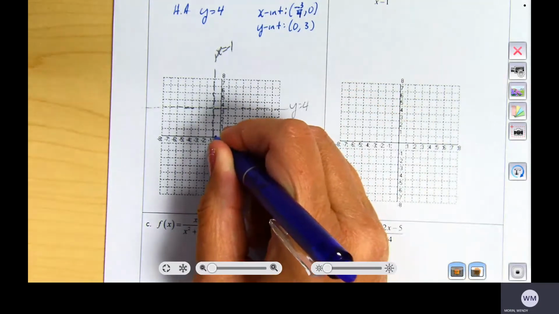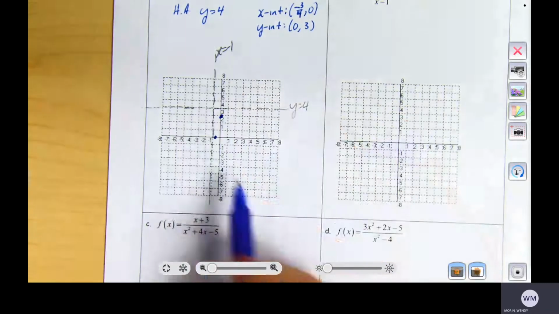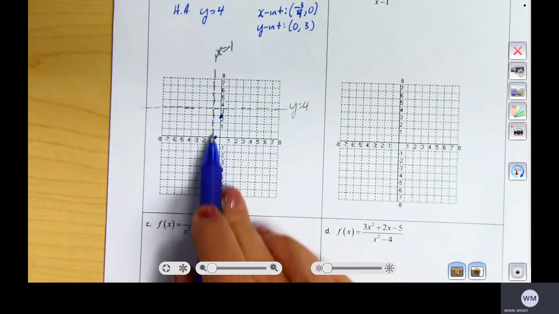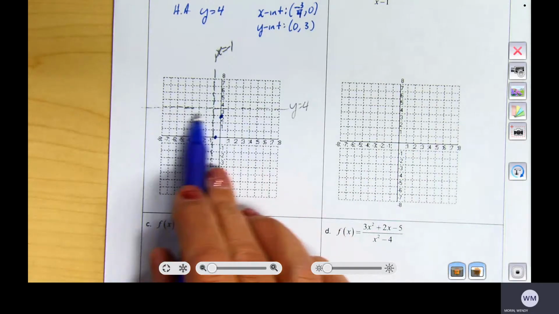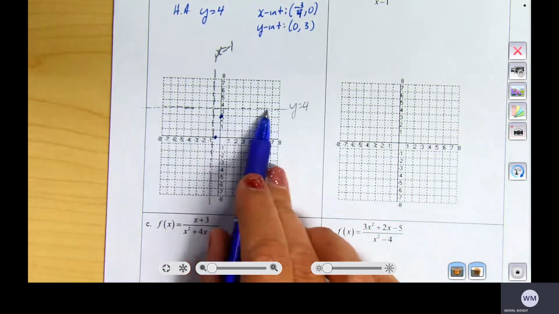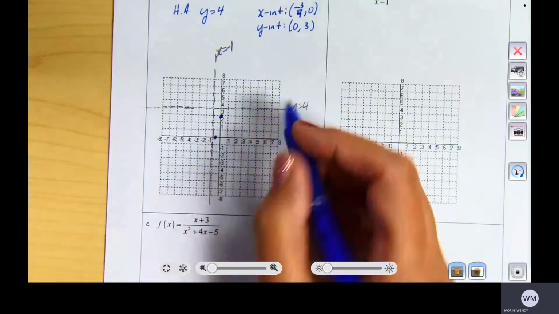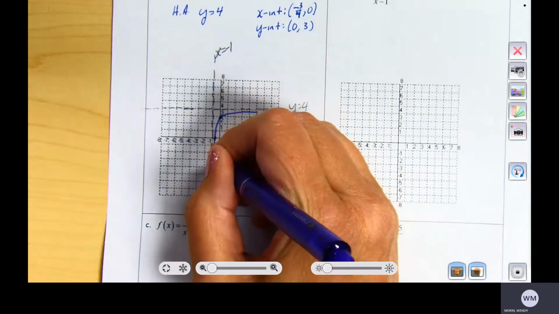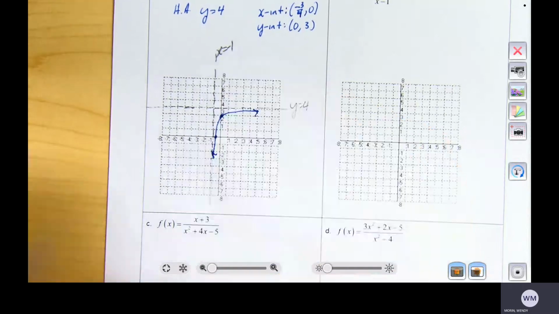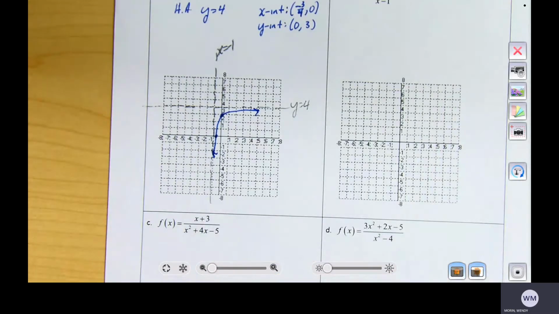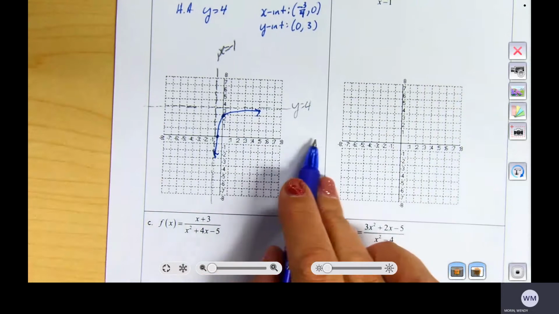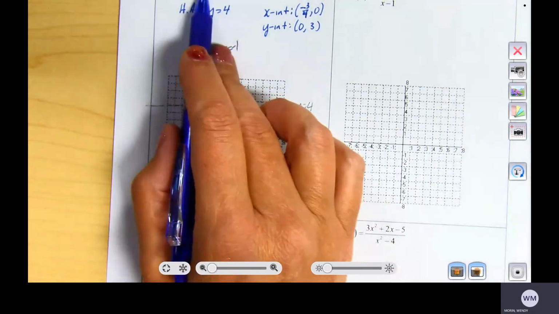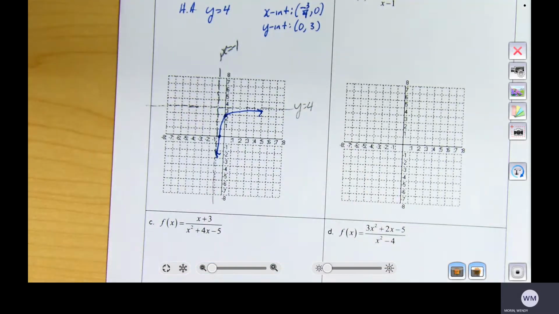-3/4, 0, and 0, 3. Now, see these asymptotes right here? You don't normally cross the horizontal, but it is possible. So I'm going to guesstimate that this is going to do this. Okay, and that is true. You can plug in a really large positive number into here, and it's never going to get up to 4.